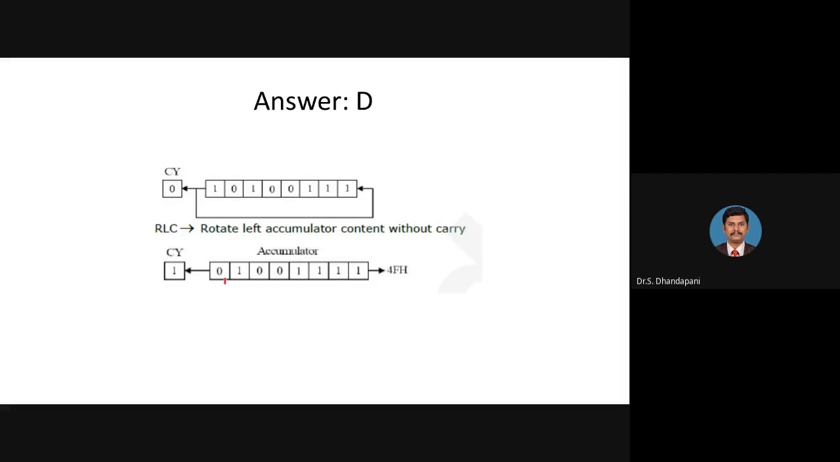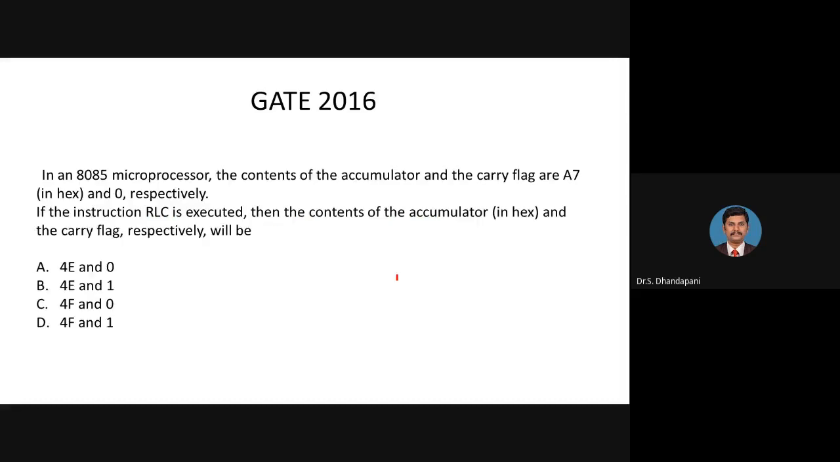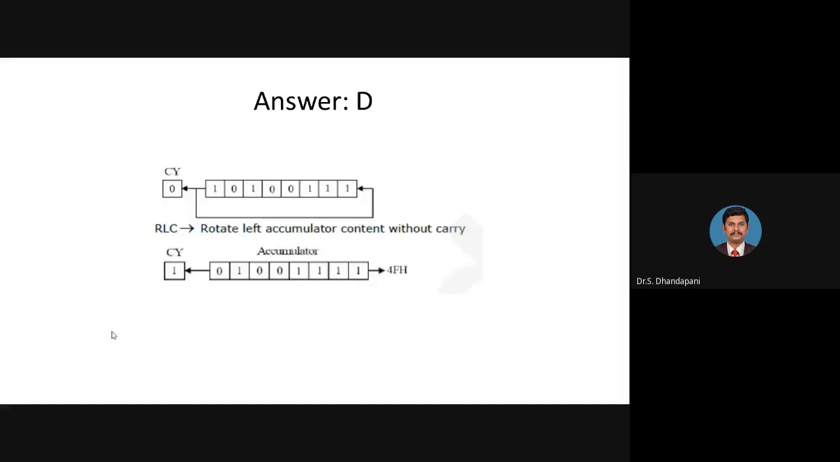So after rotation, we have the answer 0100. That is 4. 4 ones is F. So 4F. The answer is 4F in hexadecimal. This is the value available in the accumulator, and the value available in the carry flag will become 1 because the MSB is transferred to the carry flag. So the answer is: accumulator value will become 4F, carry will become 1.